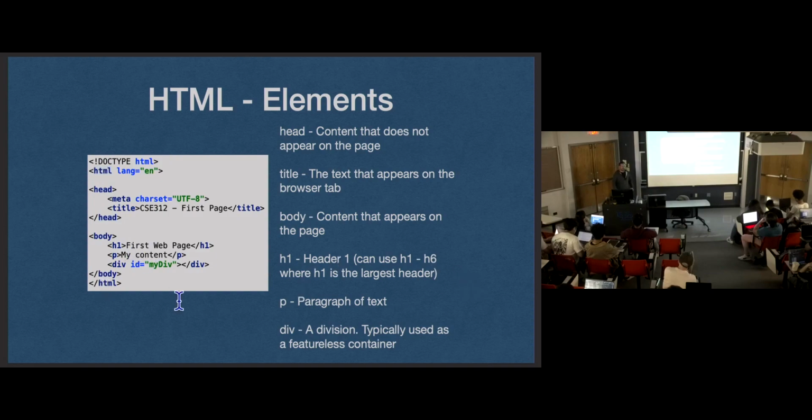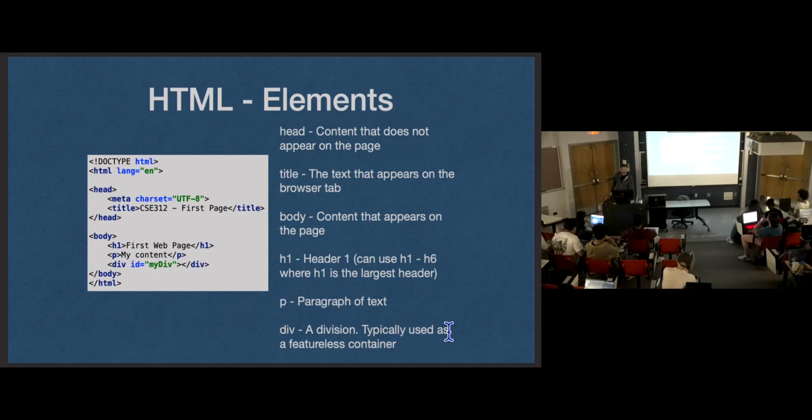The body, that's where everything's going to go that's actually rendered on the page itself. H1, I mentioned earlier, is a big old header. You have H1 through H6, where H1 is the biggest and H6 is the smallest, and there are different levels of headers. P means paragraph, so if I have a paragraph of text, I'll put it in a P tag. That's going to give you the line breaks to make it look like a paragraph. And then div, which stands for division, which is kind of a featureless-ish section of the page.